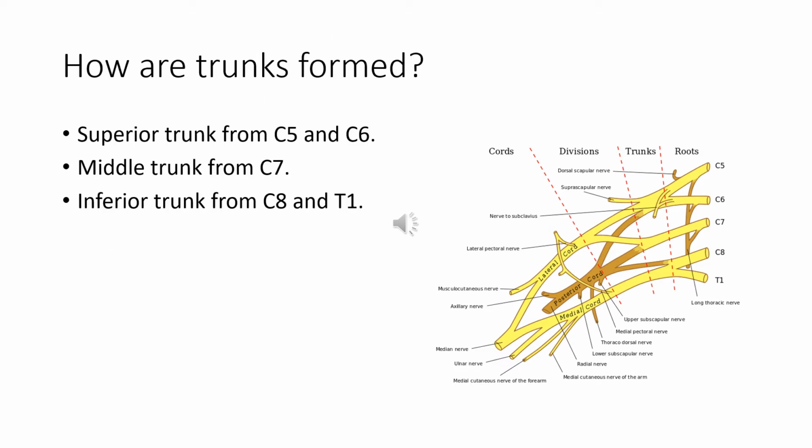Let us see how the trunks are formed. The trunks are formed from the ventral rami of the spinal roots C5 to T1. C5 and C6 join to form the superior trunk. C7 continues as the middle trunk, while C8 and T1 join to form the inferior trunk.